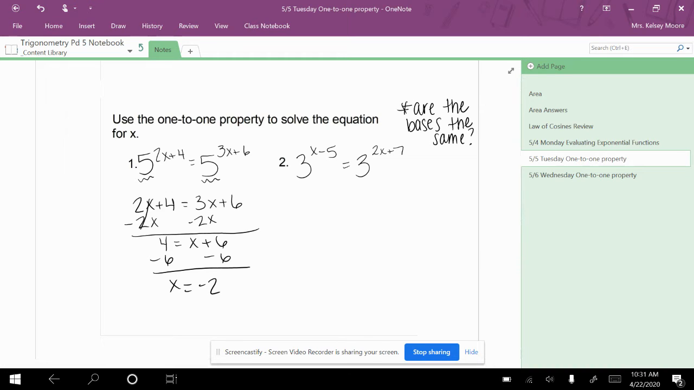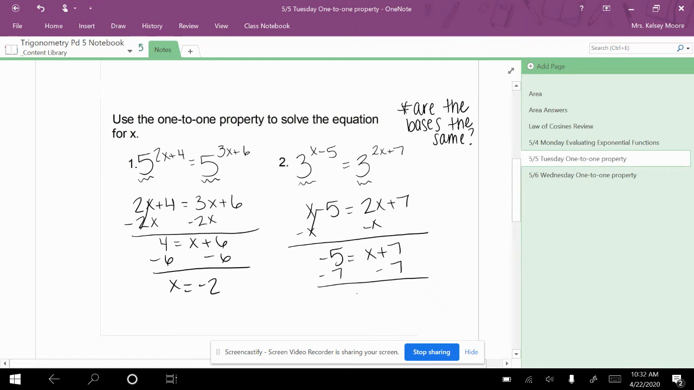Okay, the next example, you have to make sure the bases are the same. So 3 to the x minus 5 equals 3 to the 2x plus 7. Bases are the same, so you can just set the exponents equal to each other. And for that one, you should get x equals -12.